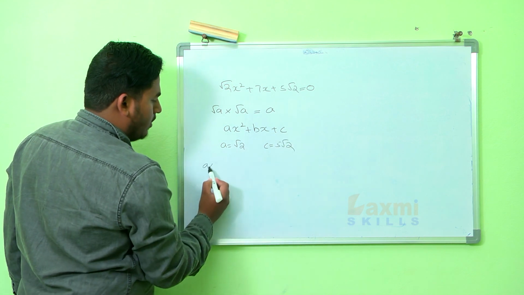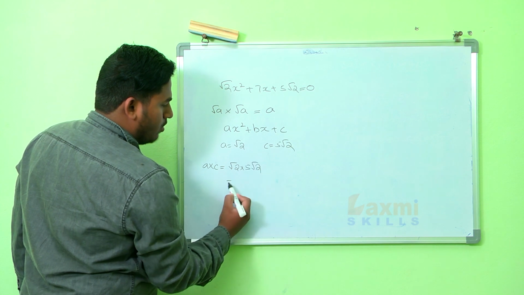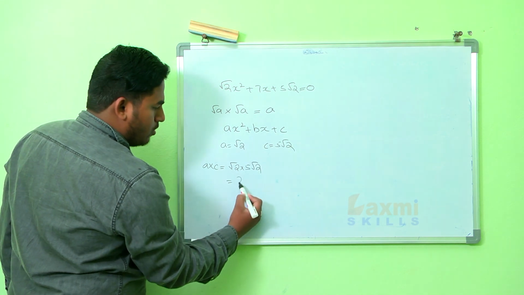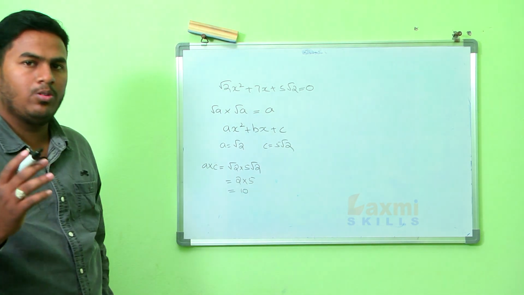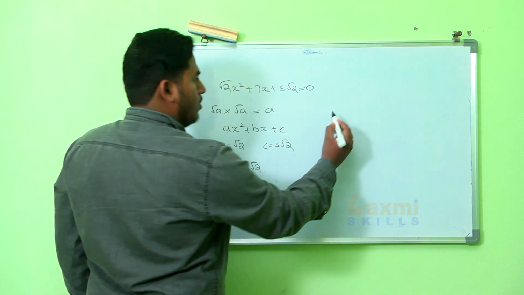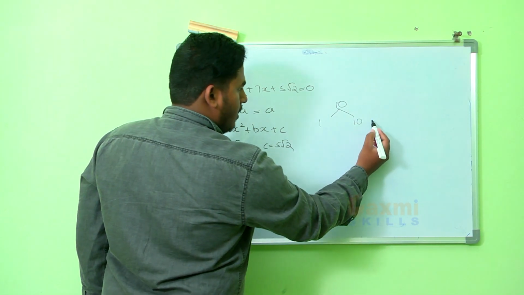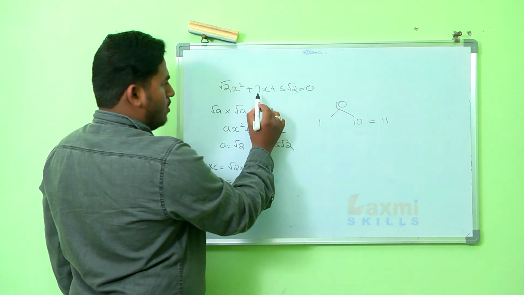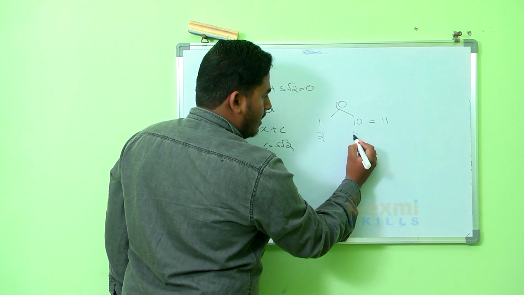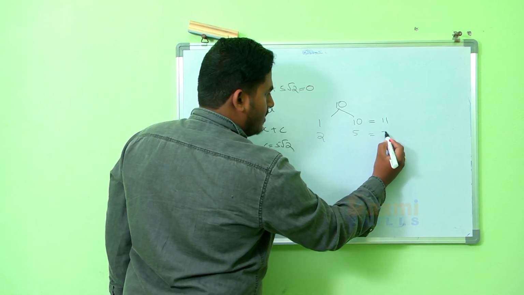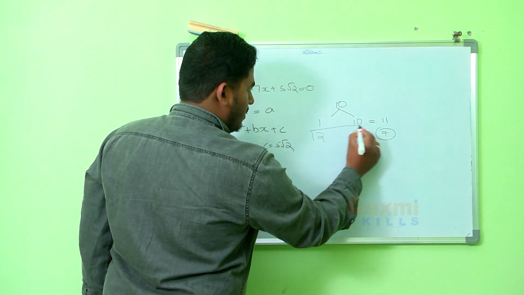Just multiply a into c, that is root 2 into 5 root 2. Root 2 into root 2 is 2 itself, and into 5, 2 times 5 is 10. So we are going to write the factors for this 10. 1 times 10 is 10, but if you add these two you get 11, and actually we need 7. So 2 times 5 is 10, and you add 2 plus 5, it is 7. So we are getting the middle term, so you should take these terms.